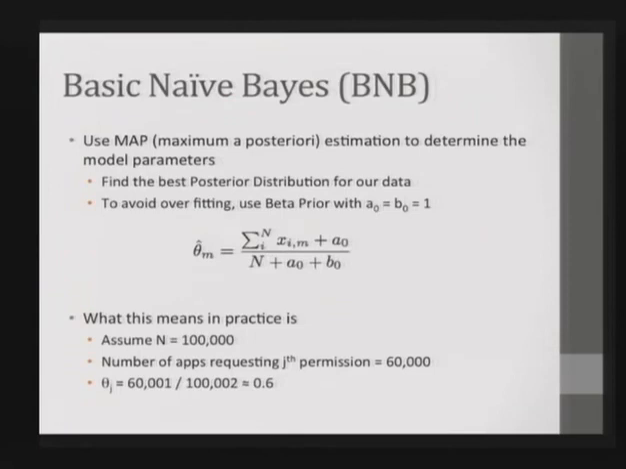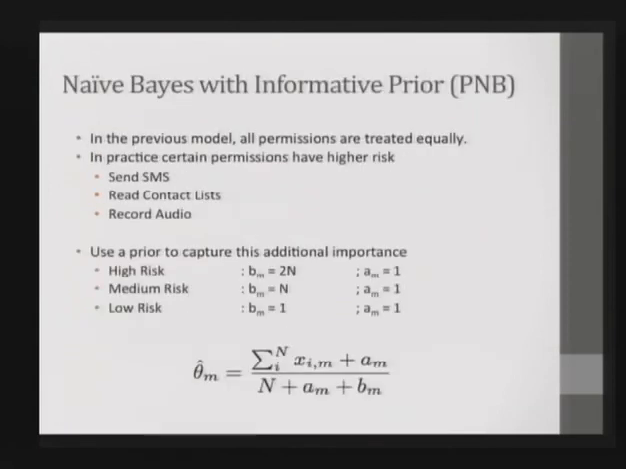So the next model is kind of just a slight extension to that previous model. In the previous model, all the permissions are treated exactly the same. But in practice, that's not necessarily what we should be doing. Certain permissions are going to be more risky than other permissions. And so we introduce this informative prior. A high-risk permission, like sending SMS or reading your contact list or recording audio, is going to be weighted differently than a normal, like, vibrate your phone permission.